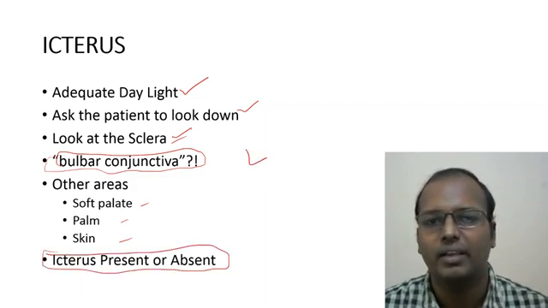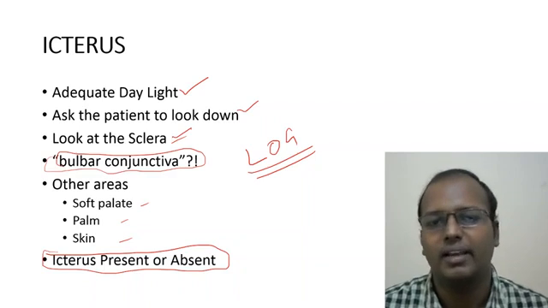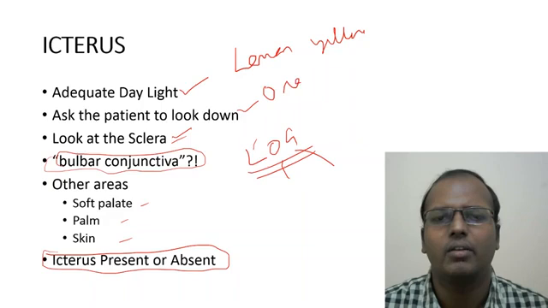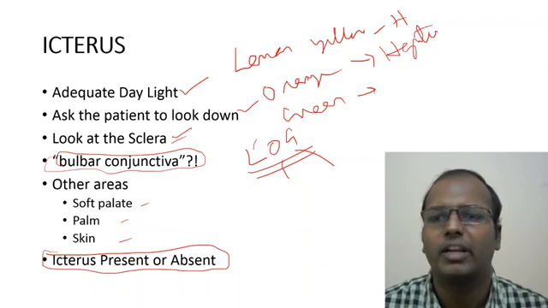There is a mnemonic, LOG. Based on this, we can classify whether it is hemolytic, hepatic or obstructive. The colors are lemon yellow, orange yellow and greenish yellow. Lemon yellow can be due to hemolytic, orange can be due to hepatic, and greenish yellow can be due to obstructive.